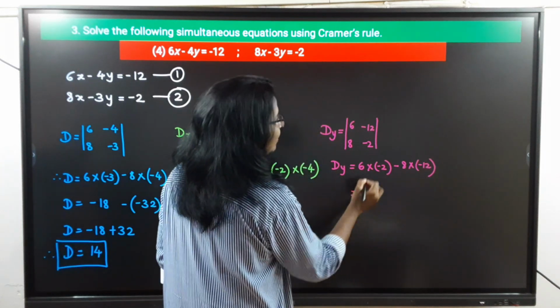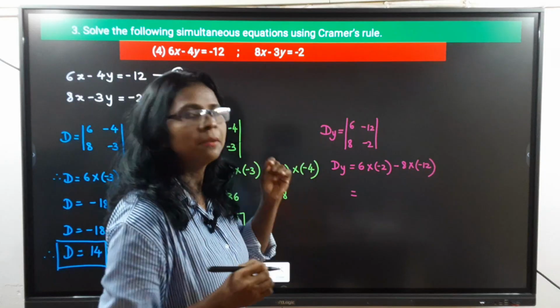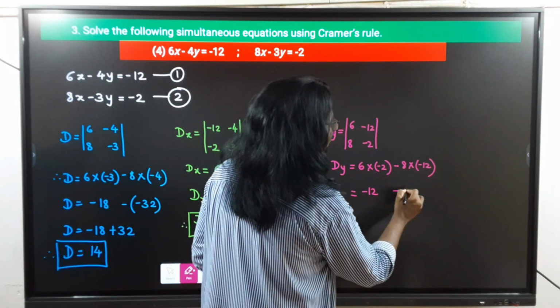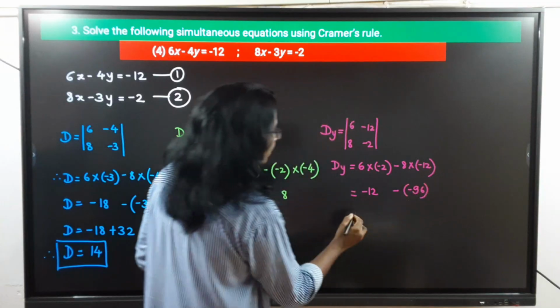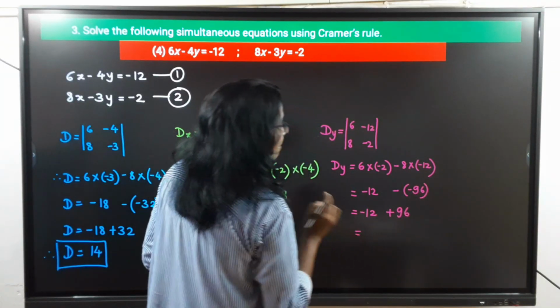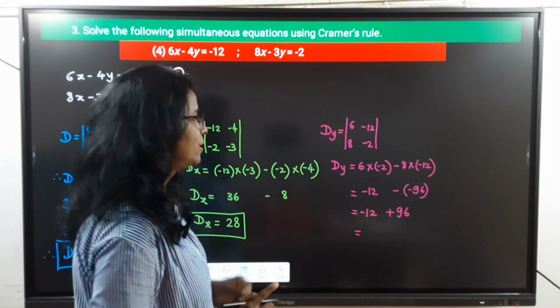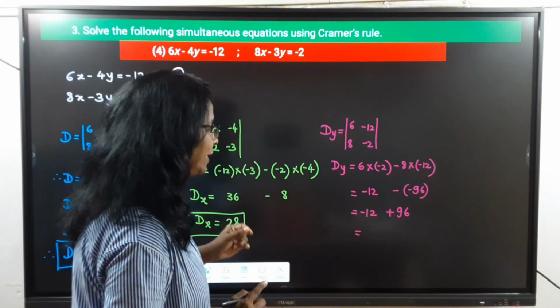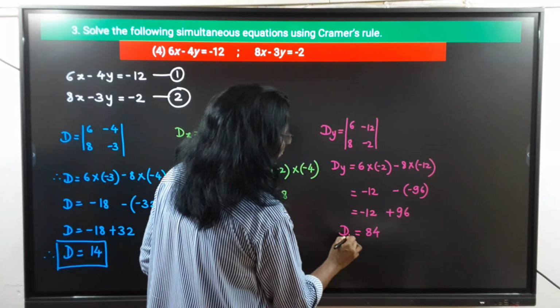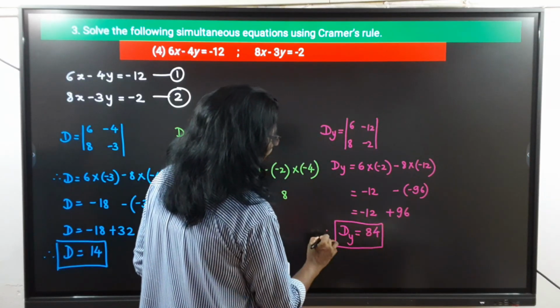So now here, students, the product of 6 and minus 2 is minus 12, and the product of 8 and minus 12 is minus 96. Therefore, students, minus 12 plus 96 will be 84. So D of y is equal to 84.